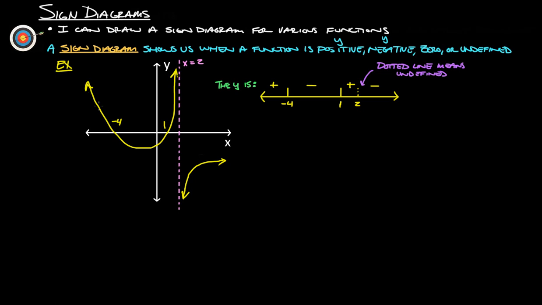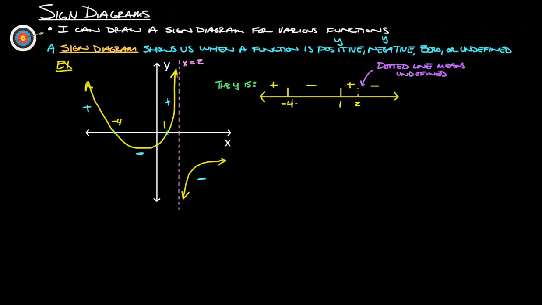Over here, this y value is positive until it gets down to here. This is where it's 0. And then this here is where it's negative. And then after here at 1, it turns back into positive. And then after that, it is back to negative.